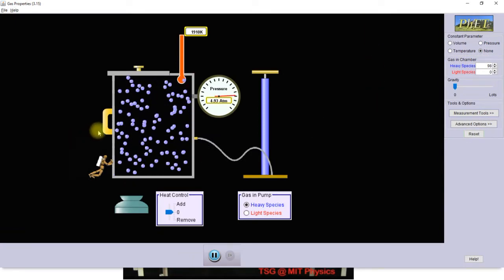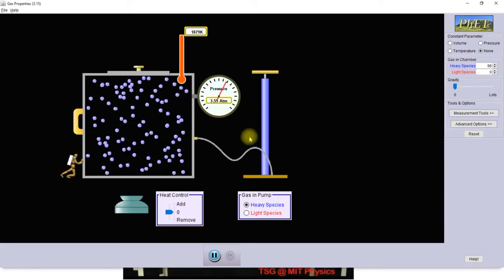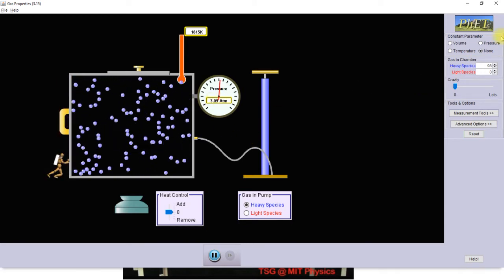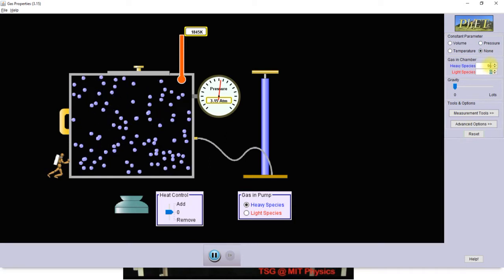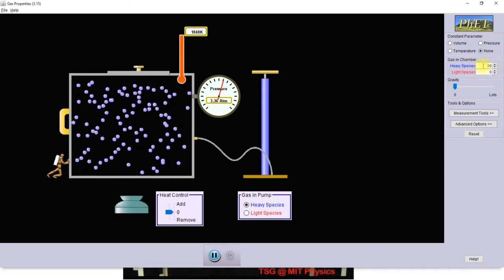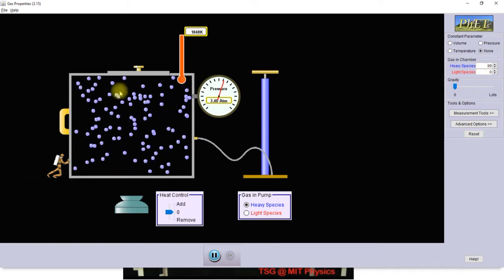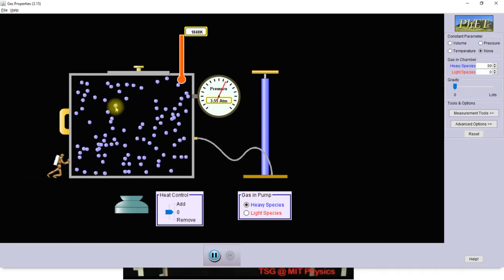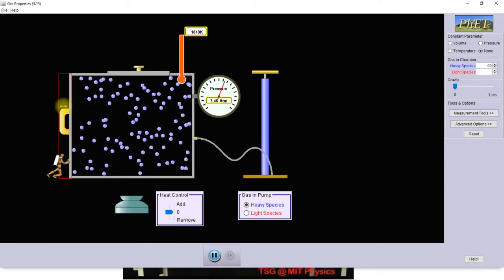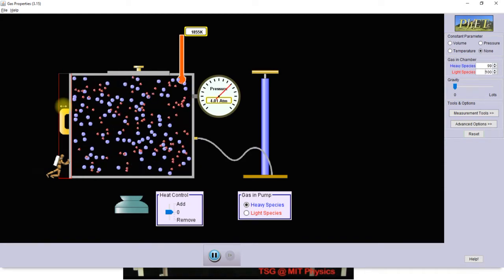So right now, let's make our container just a bit bigger. We have around 3 atmospheres-ish. If I add, hey, we lost 2 particles. That was weird. If I add some lighter particles, it might not let me. That's weird. There we go.